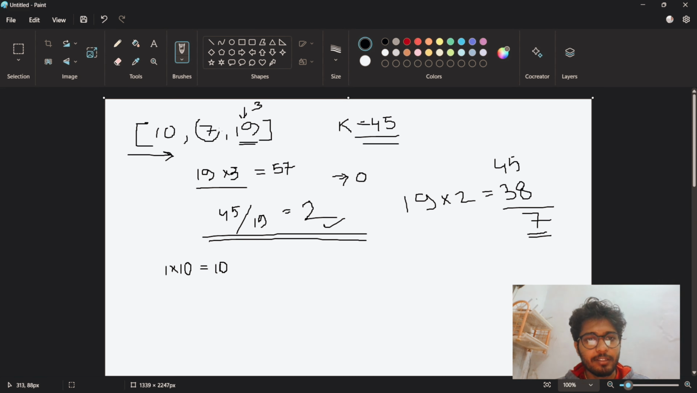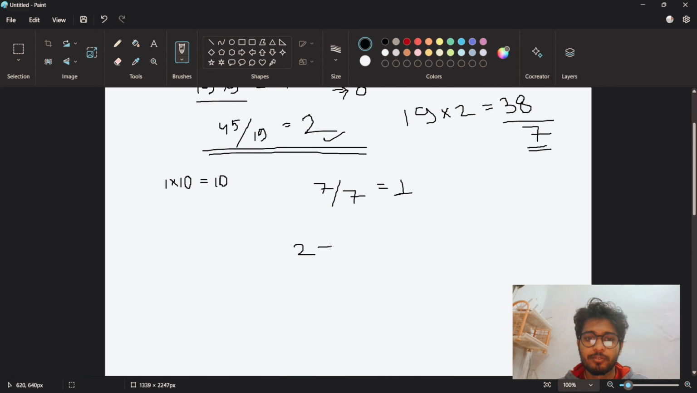Now let's take the example of 7. This is on day 2. So the maximum number of stocks we can buy is 2. And the maximum number of stocks we can buy with our balance amount, that is 7, we will calculate by 7 divided by the price of each stock, that is 1. So we can buy one stock on this day. Previously we bought 2 and now we bought 1, so the total number of stocks we bought is 3.